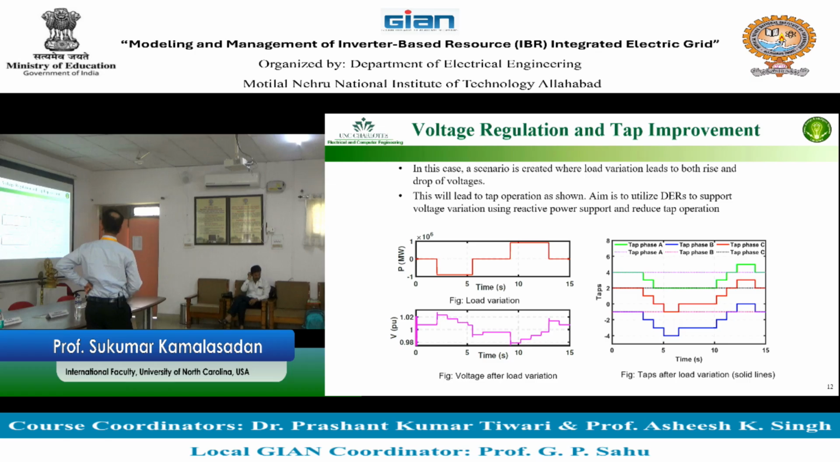What happens to the taps? If you look at the tap operation of the regulator, you see that after the taps are done, when the load varies, the voltage is changing. The voltage goes up and then goes down, and these are for tap A, tap B, and tap C.